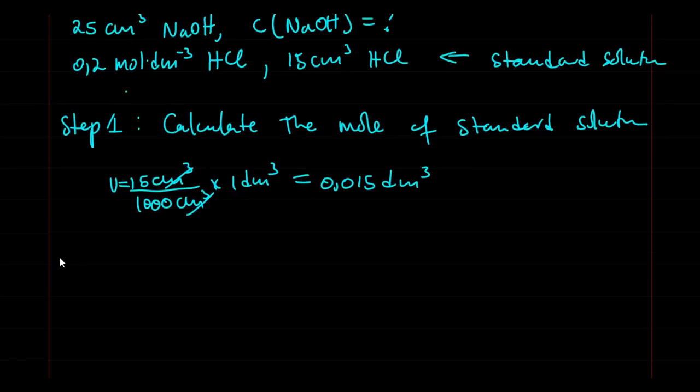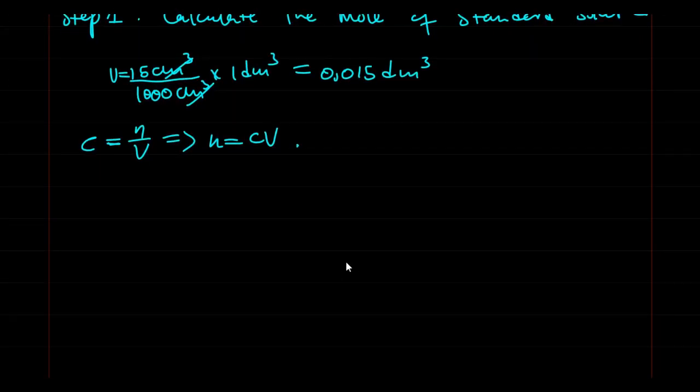Now let me calculate my moles. We know that concentration is n over V, right? This formula is there in your formula sheet. But I want to calculate the number of moles, so I have to make n the subject of the formula. Then n is equal to CV, isn't it? So n is equal to concentration multiplied by volume. To be specific, I want to calculate the number of moles of the acid.